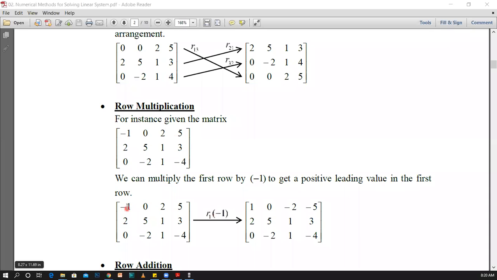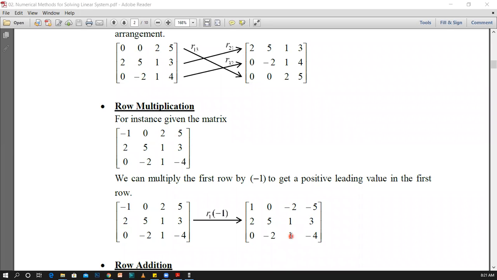Since I need to convert this -1 into +1 as the leading term, I have multiplied row number 1 by -1. This is how we denote this multiplication: row number 1 has been multiplied by -1. Now you can see that row number 1 contains the elements 1, 0, -2 and -5, and the other two rows remain the same.